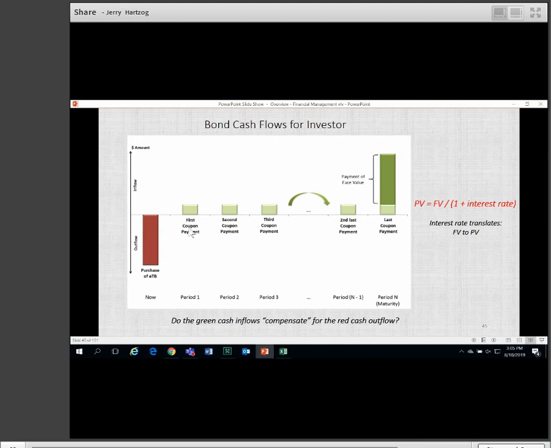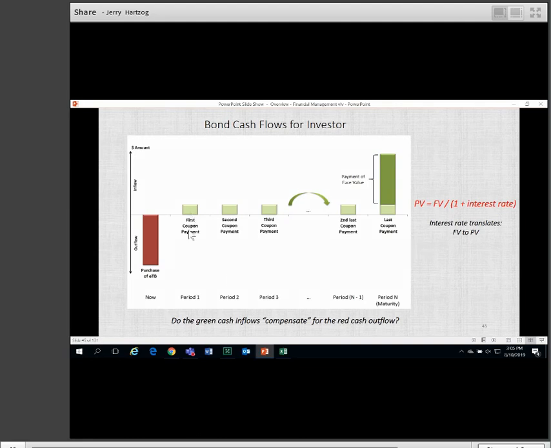And what we have to do is convert these future cash flows into present values. If you recall from our previous session when we were talking about the time value of money, we said if we want to determine the present value, we take the future value and divide by 1 plus the interest rate. And that way, the interest rate translates future value into present value.